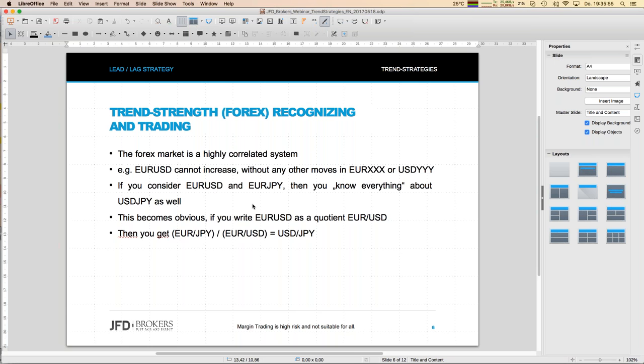To visualize that a little bit more mathematically, simply write euro US dollar as a quotient, like euro divided by US dollar. And now if we do that kind of division, like euro divided by Japanese yen divided by euro US dollar, then you could do exactly what you have learned in third class in math school, and you cancel out the euro, and finally you have US dollar against Japanese yen. For one or the other it might be a surprise, but it is as it is. And that's the reason why all our forex pairs are that correlated, because they are based on currencies, and what we trade are exchange rates. Knowing that, we can use it for our trend trading activities.